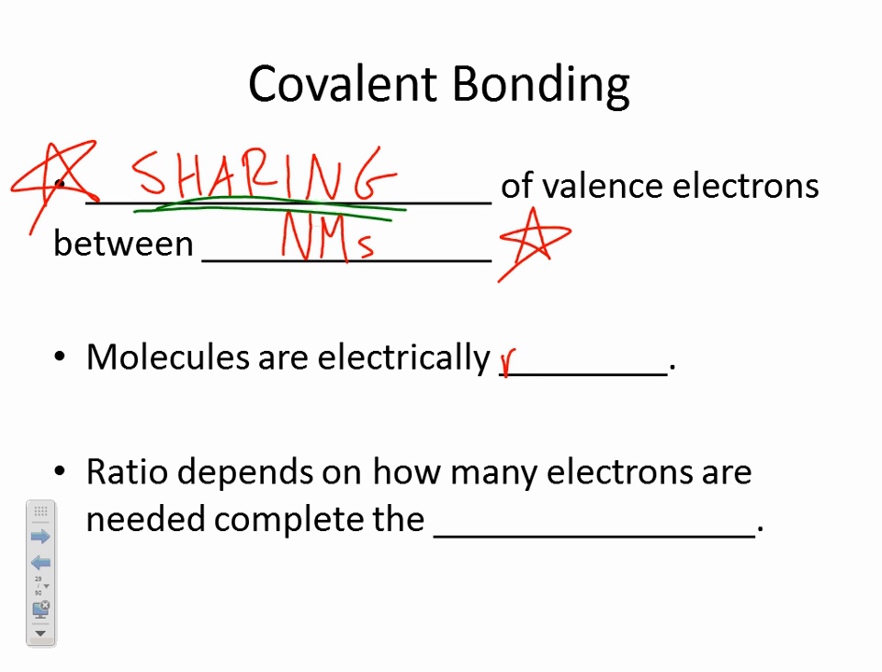Molecules are electrically neutral. And that's a big point. There are no ions involved, so as a whole, they don't carry any sort of charge. And the ratio now with covalent bonding is not about the transfer of electrons, but it's instead about how many electrons are needed to complete the octet. Right? How many atoms do you need so that everything is going to get an octet?